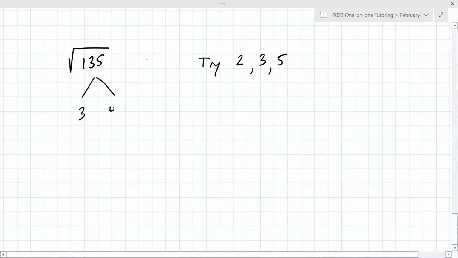So this is 3 and 45, and 45 is 5 times 9. You try 3 again on 15. You keep trying the number. You keep trying it until it doesn't work.